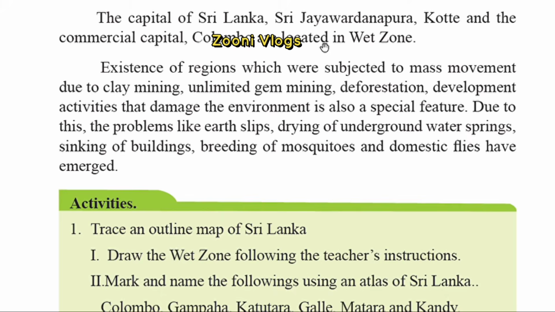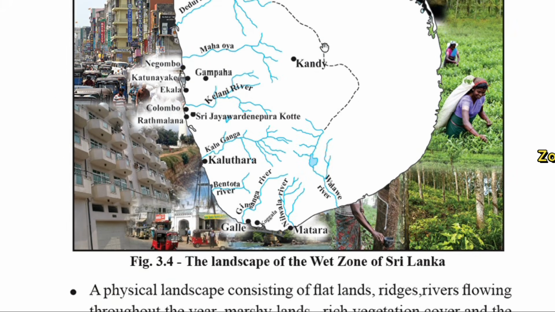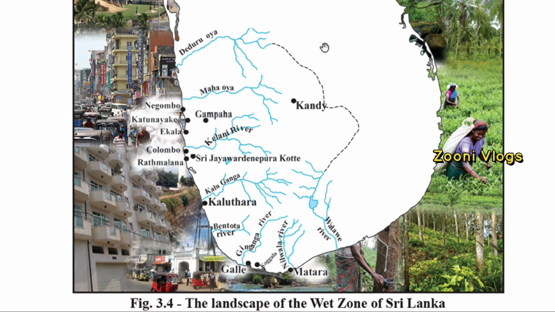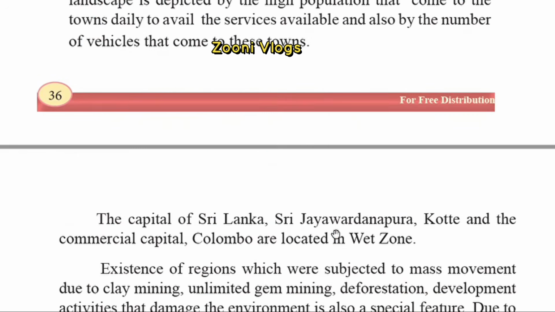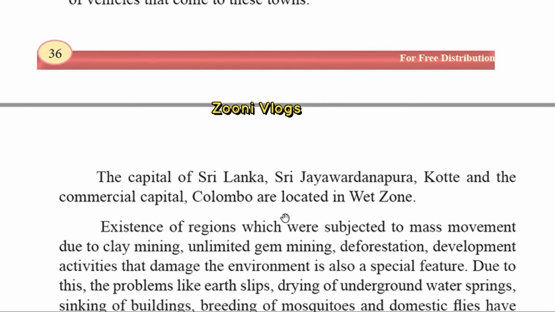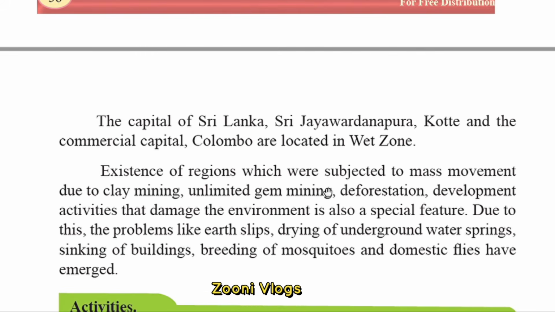Now here I am going to show this again. Here the wet zone is here. Here we mark the dry zone, and here we can say the wet zone. And these areas consist of Jayawardenepura Kotte and the commercial capital Colombo, which are located in the wet zone.